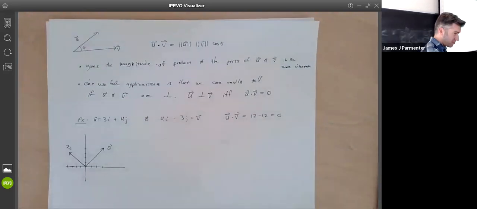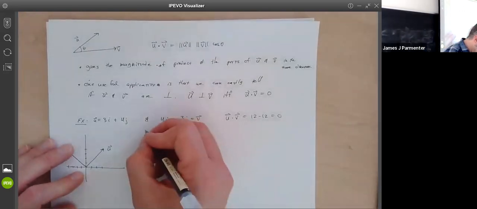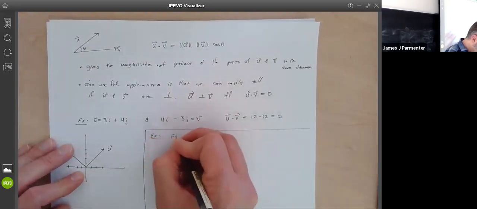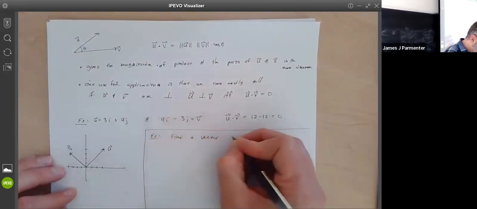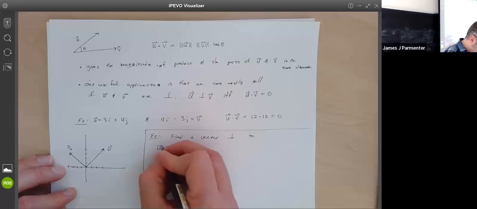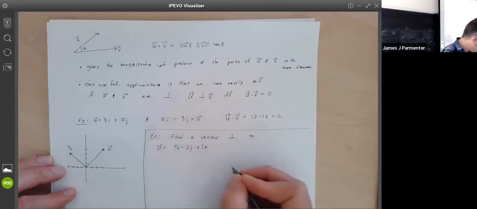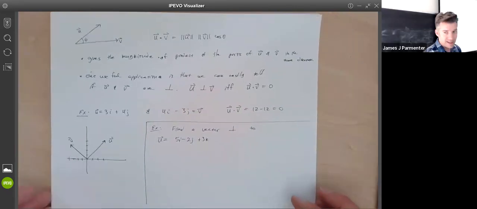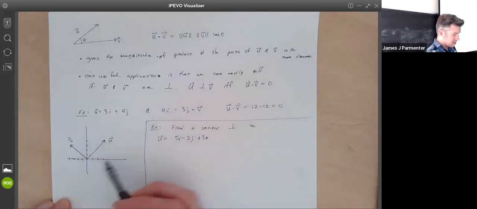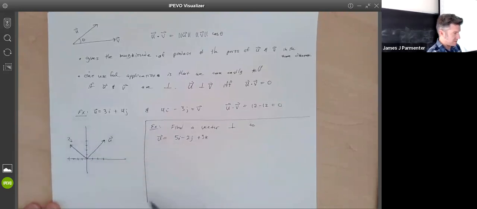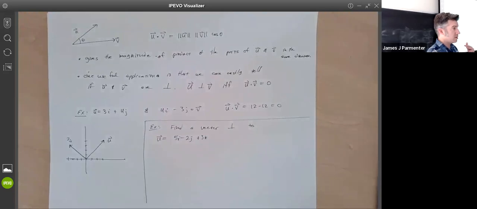But what's nice is you can do this in 3 dimensions. So you don't have to be stuck in just 2 dimensions, right? We can, for example, find a vector perpendicular to U equal to 5i minus 2j plus 3k. Technically in 2 dimensions, this is also true. In 2 dimensions, there are an infinite number of vectors that are perpendicular to this one, right? You could multiply this by any amount, but they all kind of go in the same direction in 2 dimensions.